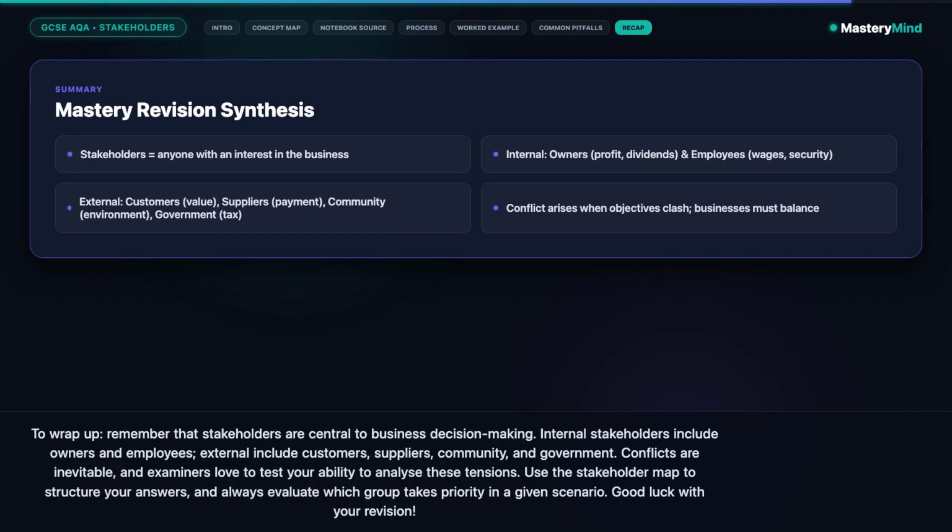To wrap up, remember that stakeholders are central to business decision-making. Internal stakeholders include owners and employees, external include customers, suppliers, community, and government. Conflicts are inevitable, and examiners love to test your ability to analyze these tensions. Use the stakeholder map to structure your answers, and always evaluate which group takes priority in a given scenario.